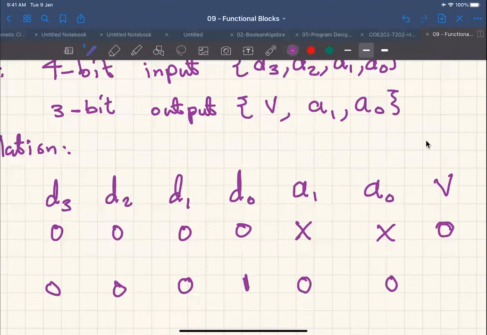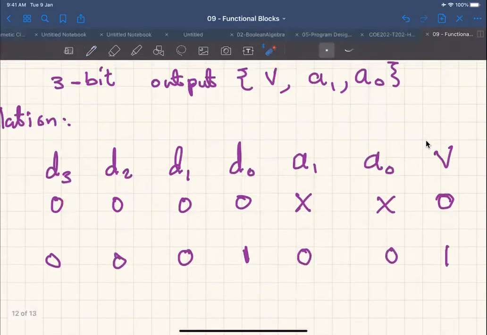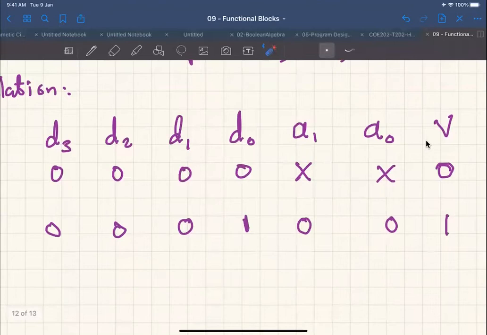Okay. And the valid bit is 1. The only invalid input is when you have all zeros. Okay. All right. What is the next one? The next one is going to be I don't care here. Okay. And a 1 here.